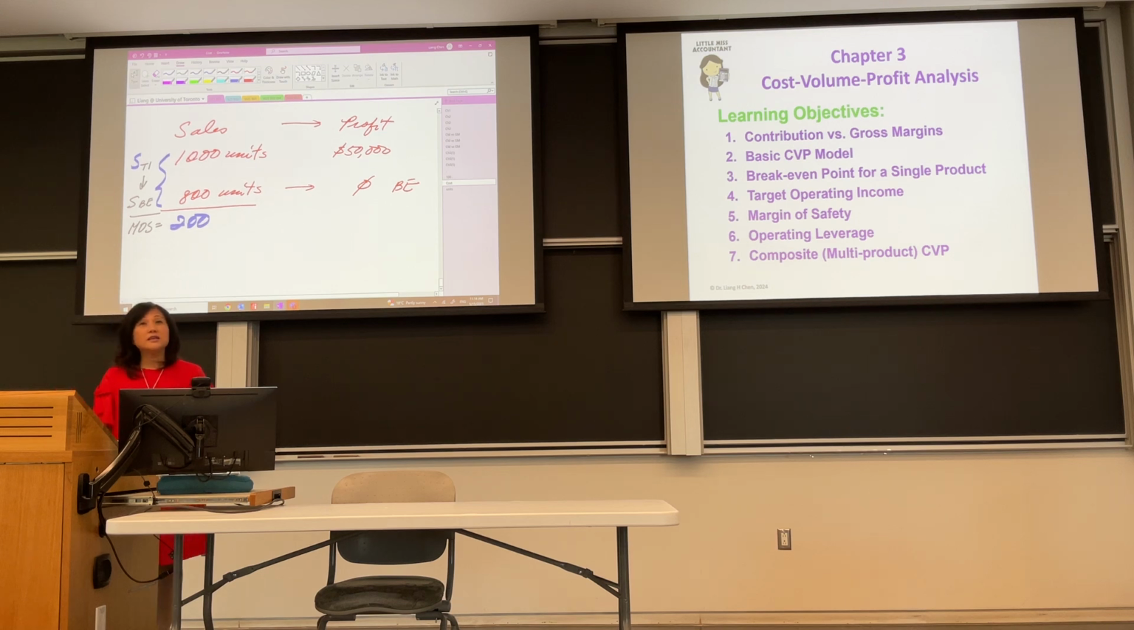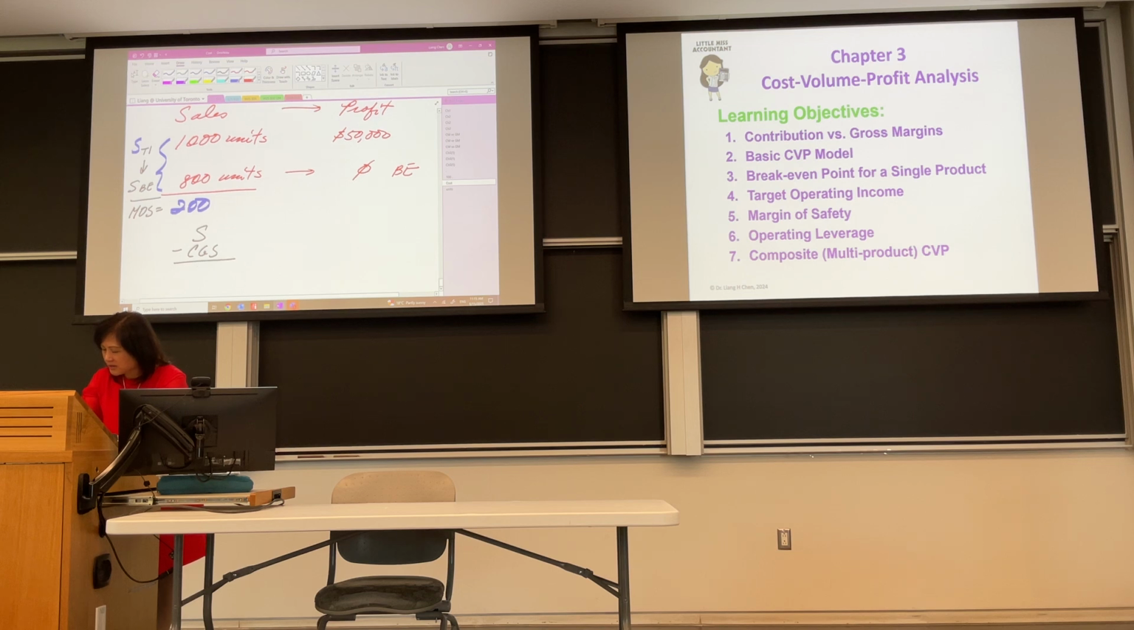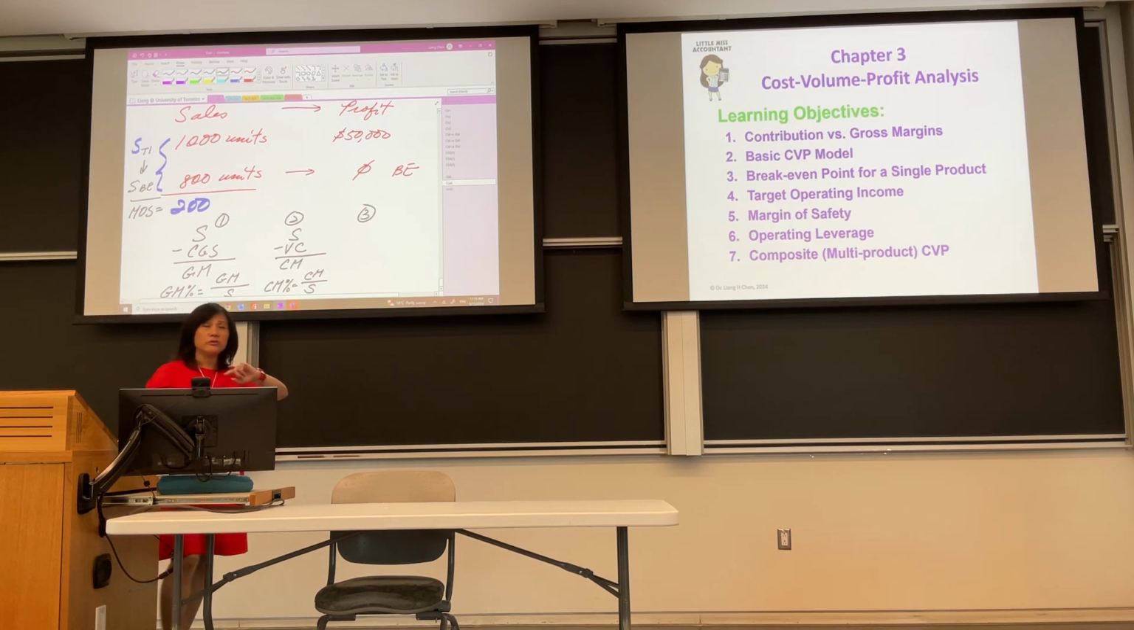And last class, we said sales minus cost of goods sold is called gross margin. Gross margin percentage is calculated by taking gross margin divided by sales. Number one. Number two, sales minus variable cost. You have sales, you have this cost; you have no sales, you have no this cost. So now this is called contribution margin. Contribution margin percentage equals contribution margin divided by sales. Number three, I told you learn one, you learn three.